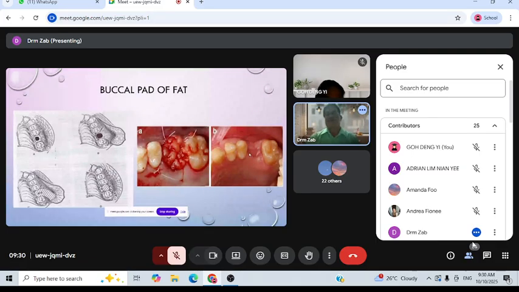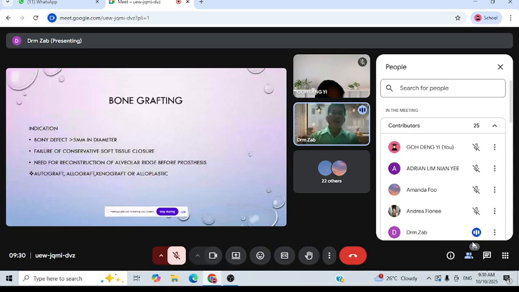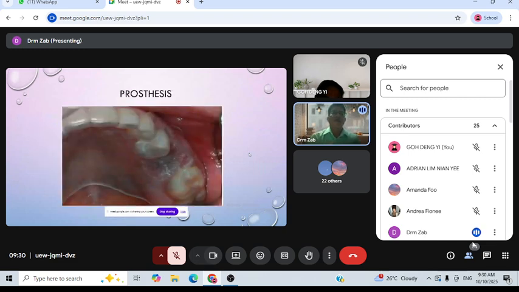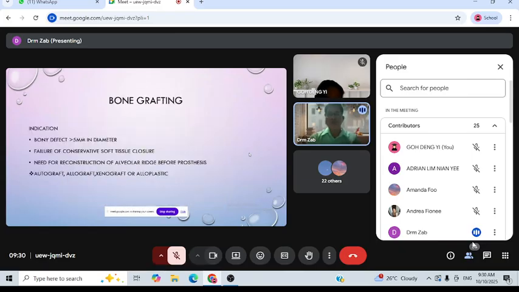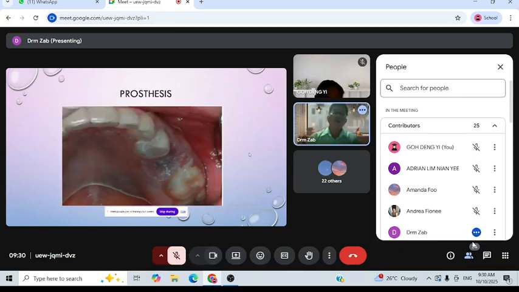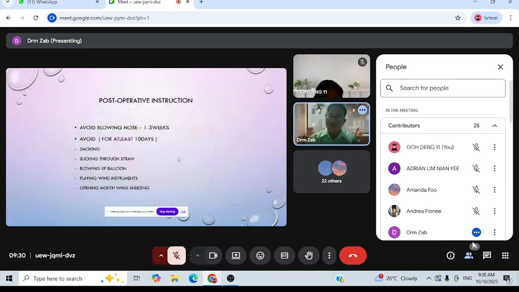Bone grafting, as I mentioned before, is indicated for a very huge defect. This is where you can use your own bone autograft or you can use artificial bone. Sometimes you can use a prosthesis to cover the defect. But how long? The patient will not be comfortable wearing a prosthesis for ages, so usually a prosthesis is only a temporary measure. This prosthesis basically will cover the defect.